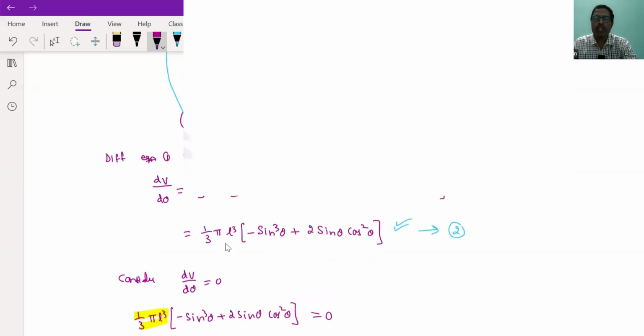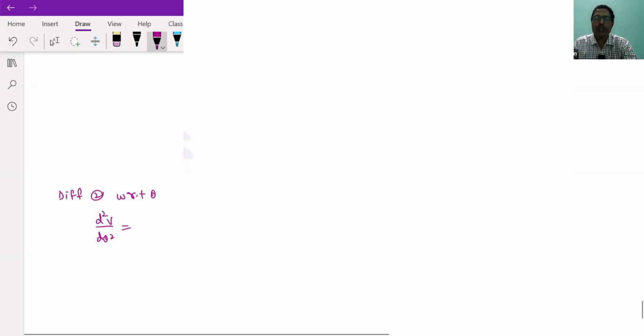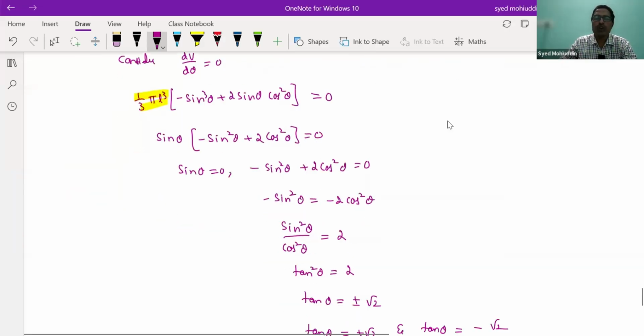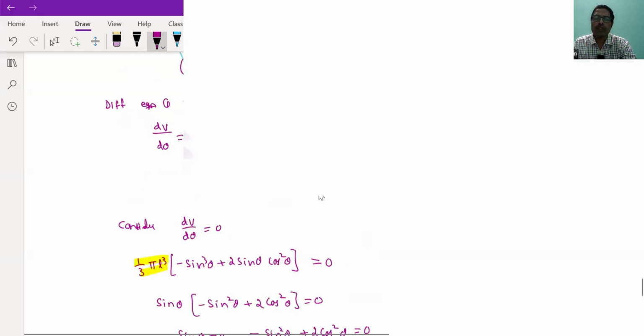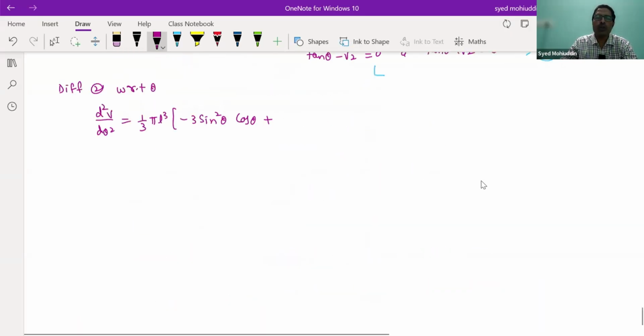What is there? 1 by 3 pi L cube will be as it is, minus. Here sine cube is there. It is like x cube. Sine cube value will be 3 sine square theta into sine theta differentiation will give you cos theta, plus first term differentiation is over, plus 2 sine theta into cos square theta. You have to use the product rule over here.